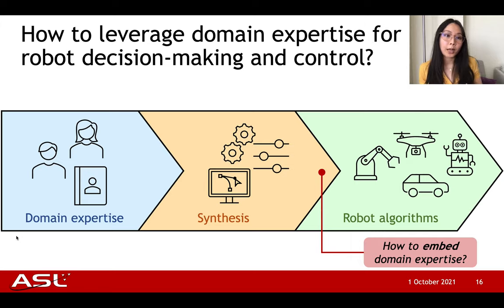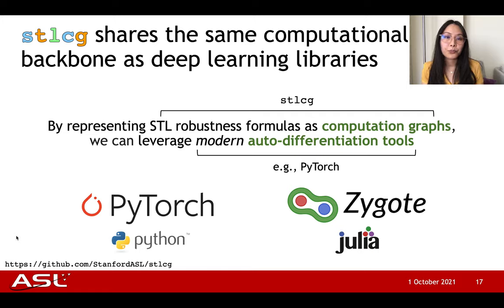One of the questions that we brought up earlier in this talk was how to embed domain expertise into the synthesis process. Well, what makes STLCG really exciting and useful is that it shares the same computational backbone as deep learning libraries. By representing STL robustness formulas as computation graphs, we can leverage modern automatic differentiation tools, which are readily and freely available, widely adopted, easy to use, and have many computational benefits such as GPU portability. And currently we have a package that uses PyTorch, and we are currently working on a version in the Julia programming language.